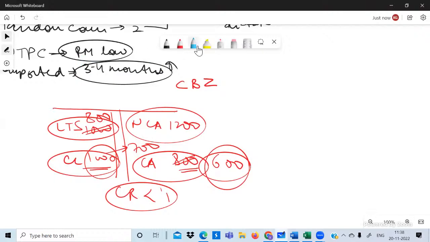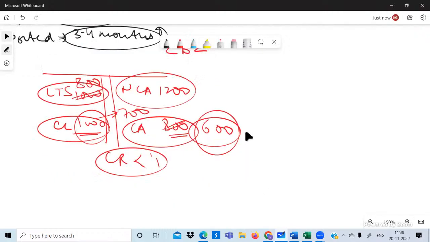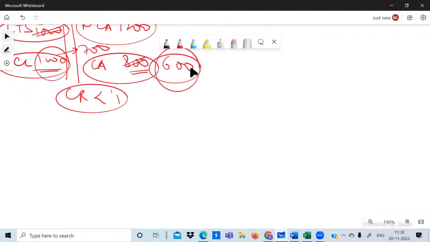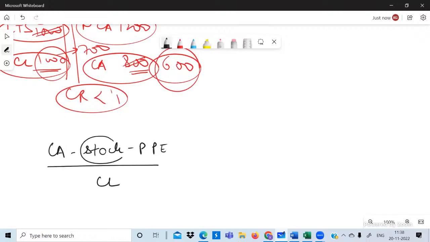Fine. I'm trying to get rid of all those assets which will either take time to get converted into cash or I will not get the cash back. So I take all my current assets, I'll reduce stock, I'll reduce prepaid expense, and I'll divide it by current liabilities. Why do I reduce stock? I'll have raw material. Raw material will get converted into WIP, then WIP to finished goods. And then finally, I'll sell it to my customer.